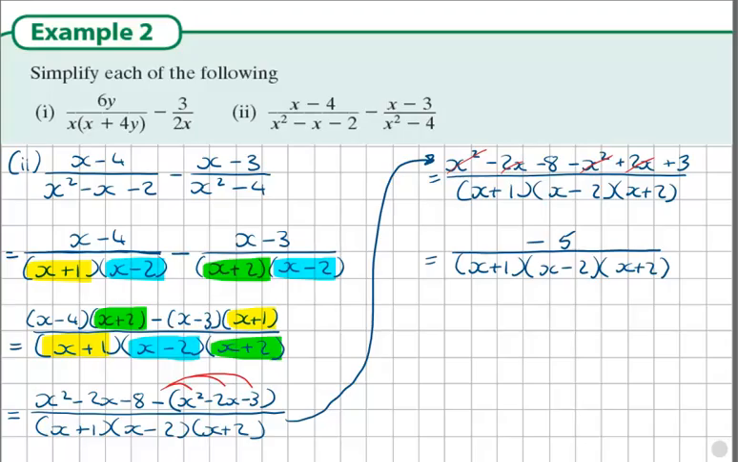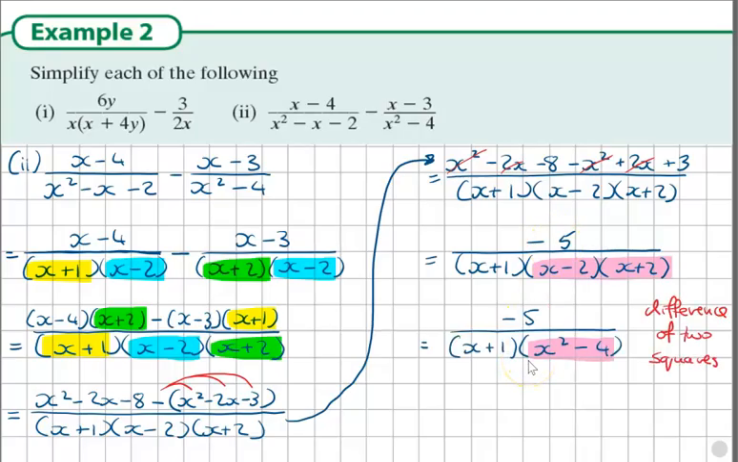So then hopefully you notice that the x squared will cancel with the minus x squared, and the minus 2x will cancel with the positive 2x. And then minus 8 plus 3 is minus 5. And then we can change the x minus 2 times x plus 2 into x squared minus 4. So this is the difference of two squares. And this is our final answer.